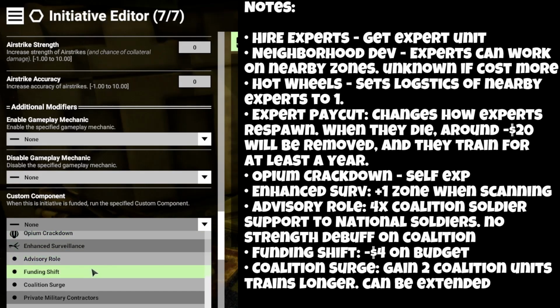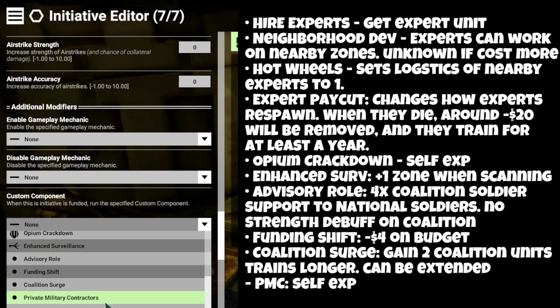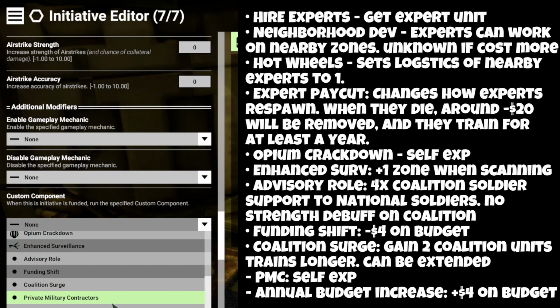Coalition surge. Gain two coalition soldiers for training. Takes a bit longer to train. Unlike the surge event, these soldiers do not automatically withdraw in 2 years' time. Private military contractors. Self-explanatory. Annual budget increases annual budget by $4.